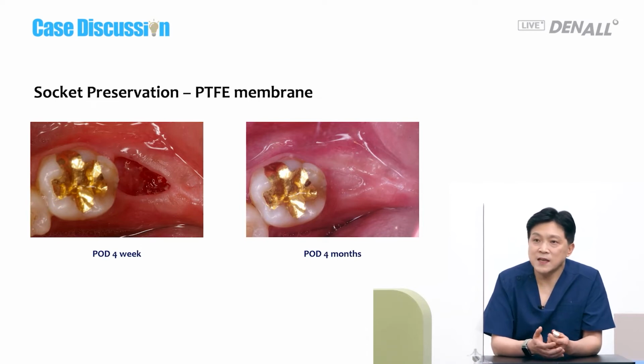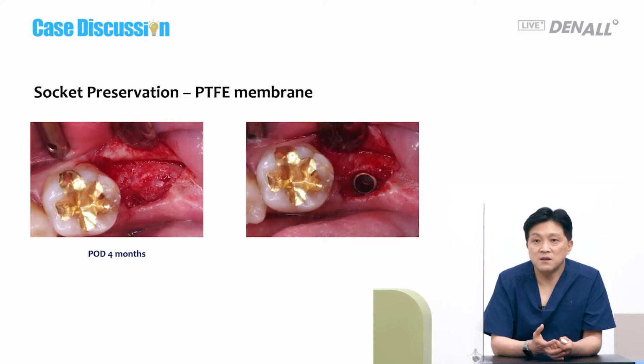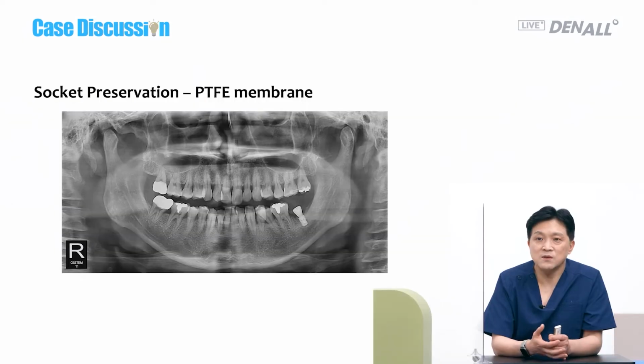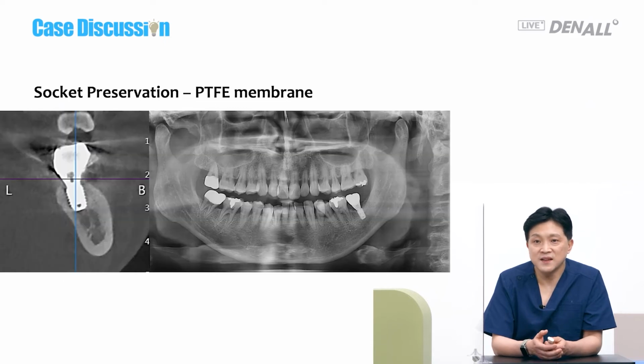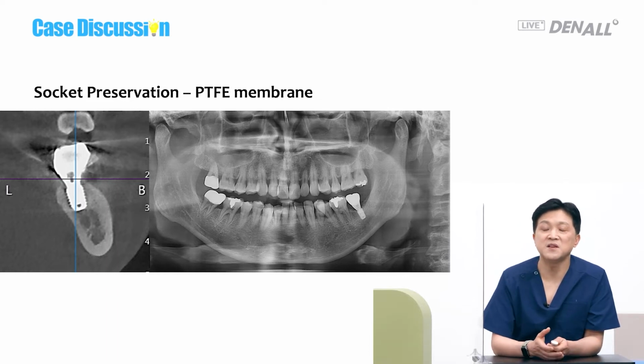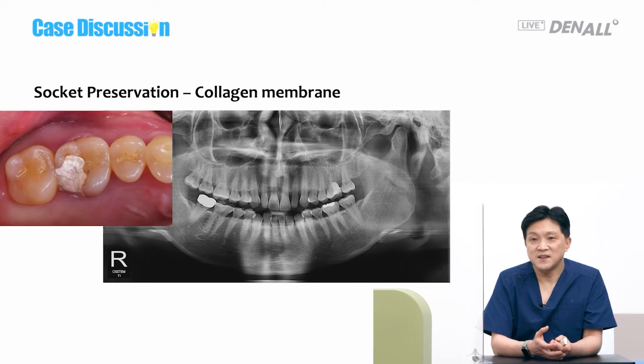Re-entry is made to place an implant at 4 to 5 months post-op. As for the bone quality, I've never had any case when the implants could not be placed because of poor bone quality. I think it would be the same even without grafting. I believe the purpose of socket preservation is to preserve the appearance of soft tissue. Implants are placed 4 to 5 months post-op. Prosthesis is delivered. This is the case with the PTFE membrane. I have a special case with the collagen membrane.